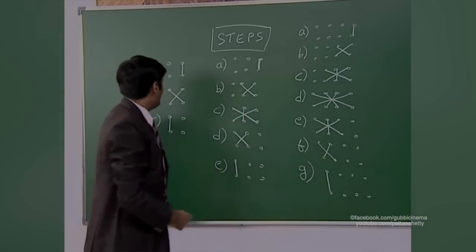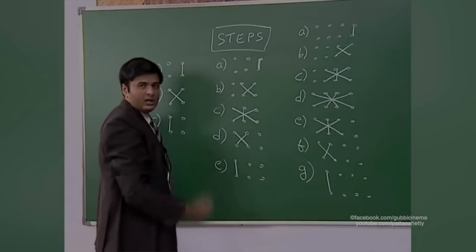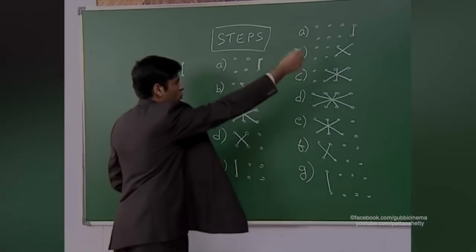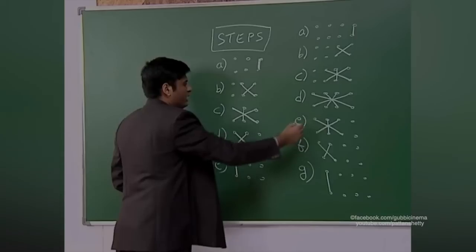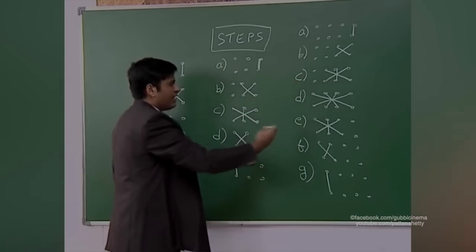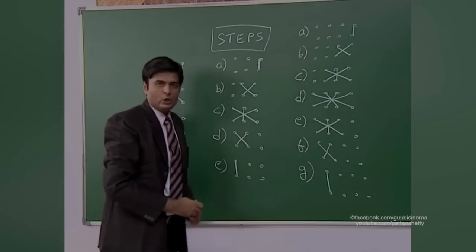So here the notation is 1, 2, 1. Here the notation is 1, 2, 3, 2, 1. And here the notation is 1, 2, 3, 4, 3, 2, 1. Start from the right, keep on moving towards the left. After you have reached the maximum, you can close.